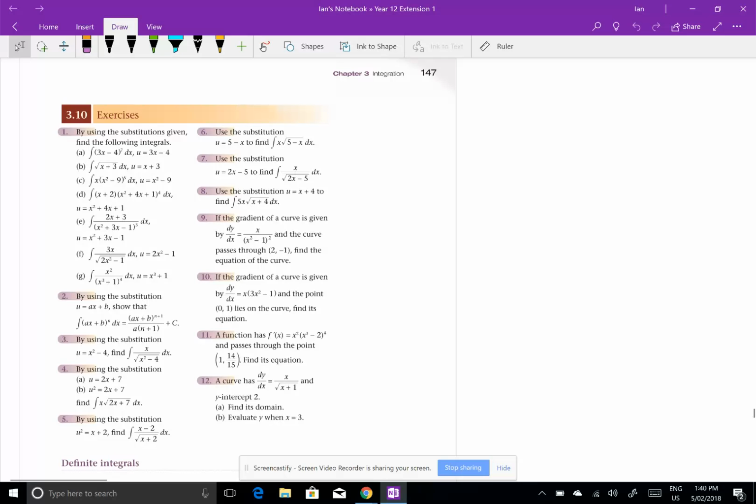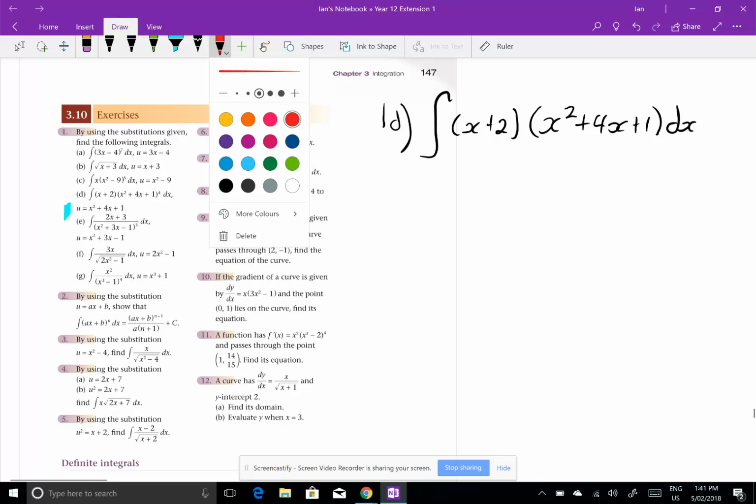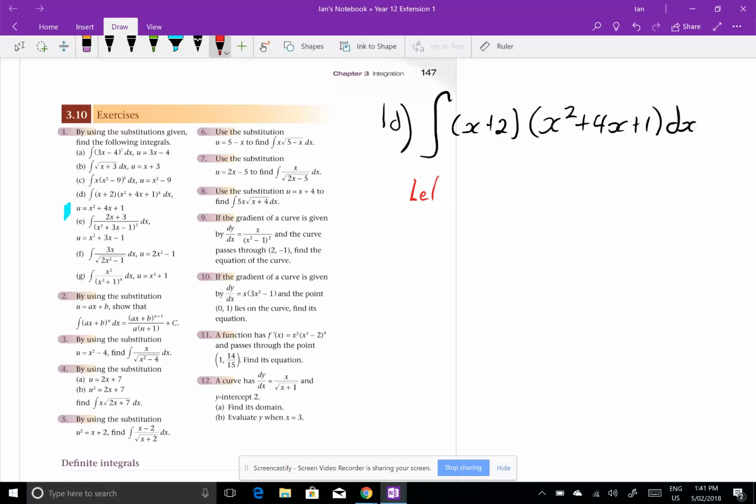So 1D. And what are we integrating? We're integrating x plus 2 times x squared plus 4x plus 1, to the power of 4, dx. And it tells us to use the substitution u equals x squared plus 4x plus 1. So over here, I'm going to let u equal x squared plus 4x plus 1.